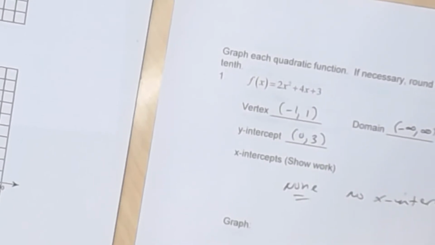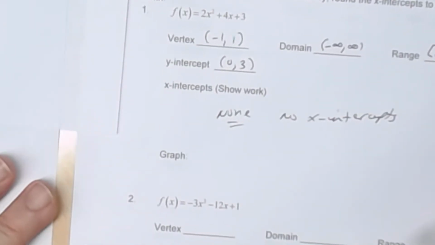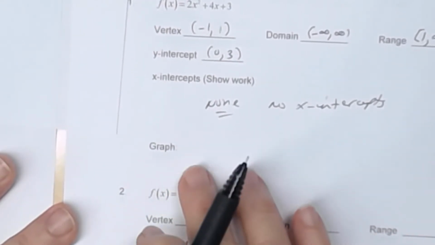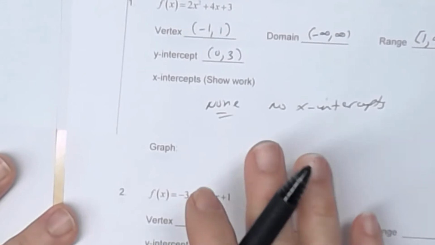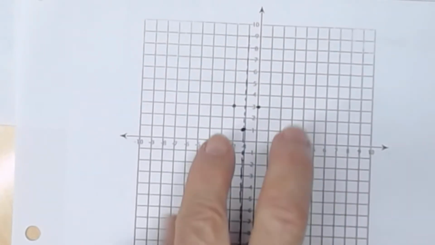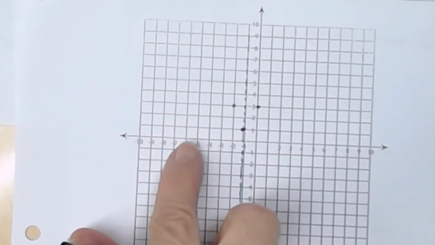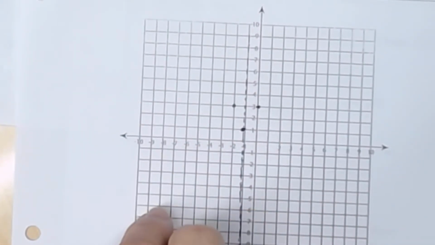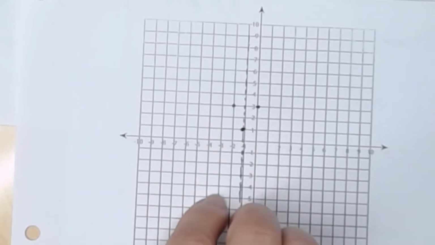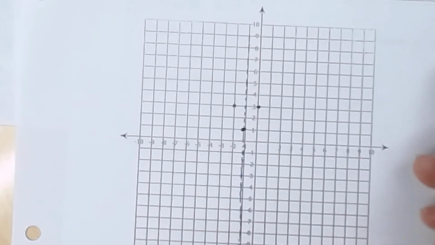The graph does not cross the x-axis. But you can still graph, and you still want at least 5 points. So here's what you would need to do. If you're in that situation where you're trying to graph a quadratic function and there are no x-intercepts, remember, you need at least 5 points. So far I have 3. Then just use the t-table.